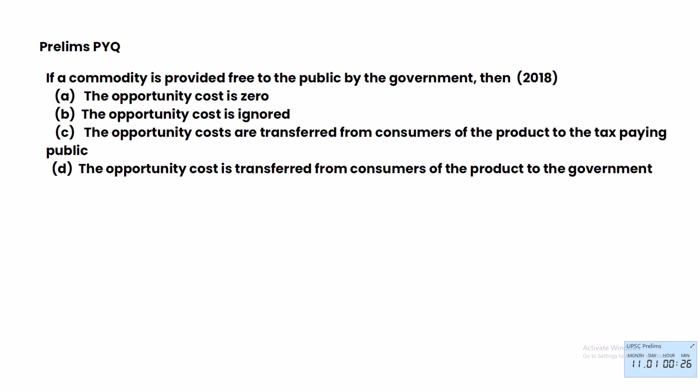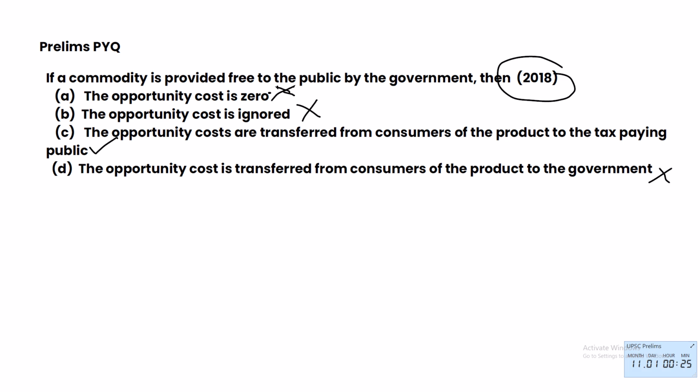There was also a PYQ which we can look into. If a commodity is provided free to the public by the government, it was asked in 2018, the opportunity cost is 0? Now it cannot be 0 because there is always something. The opportunity cost is ignored? No. The opportunity cost is transferred from the consumers of the product to the government? No, the government does not take everything. The opportunity costs are transferred from the consumers of the product to the tax-paying public. Yes. Opportunity costs here actually are transferred.